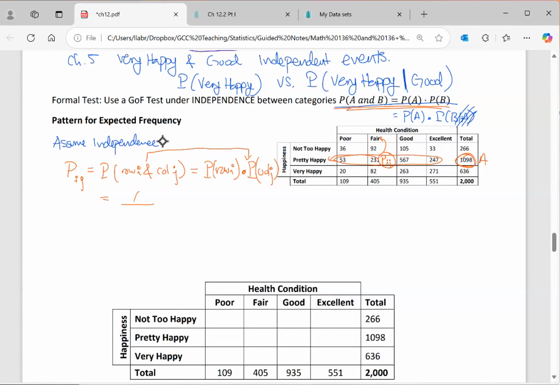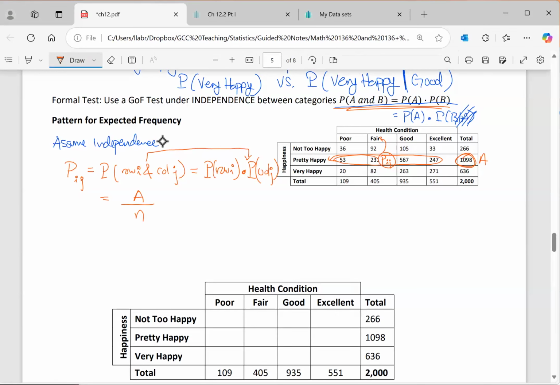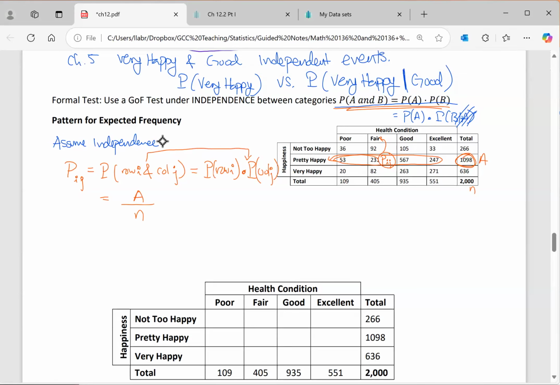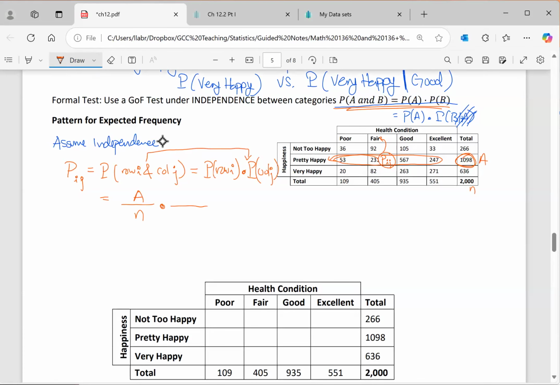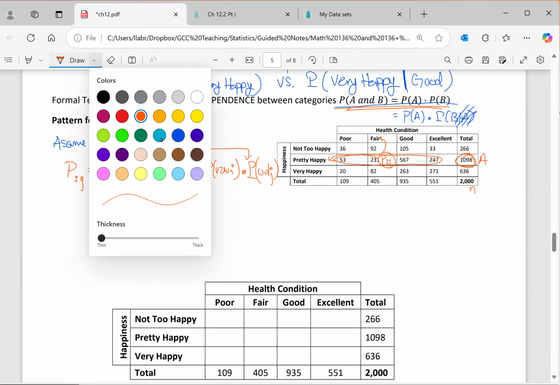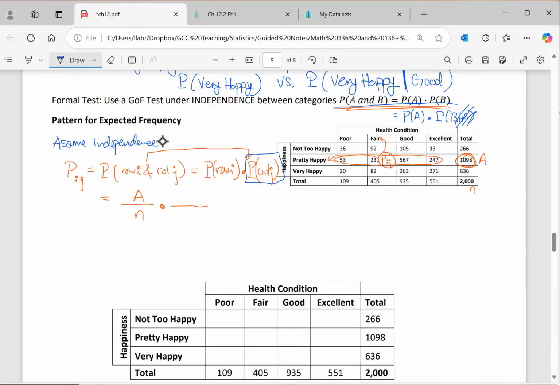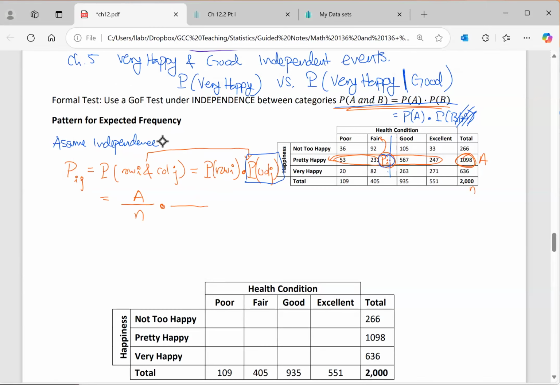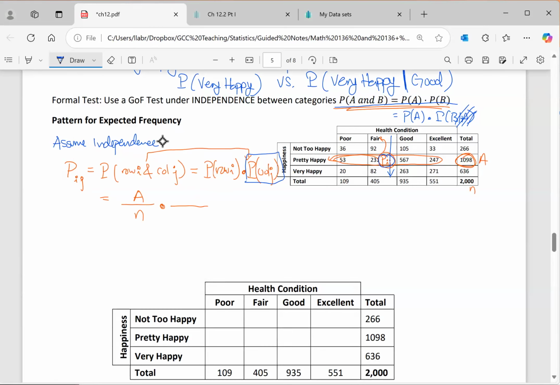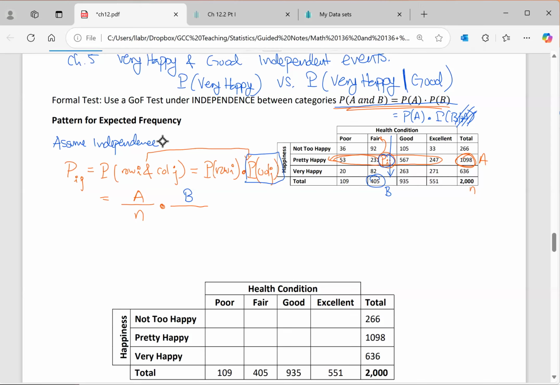So that'll be equal to A divided by the total sample size, which is here. And similarly, I'm going to multiply this by the probability of column J. So the probability of column J, add up all of these values here. You get this. Let's call that B. So it'll be that number divided by N. So you can see here that under the independence assumption, the probability that a randomly selected individual will respond with very happy and fair is given by A times B over N times N.